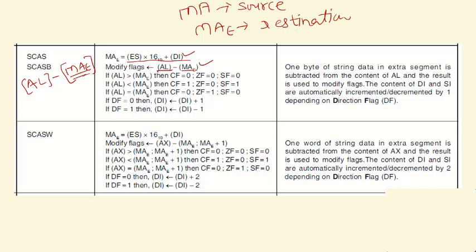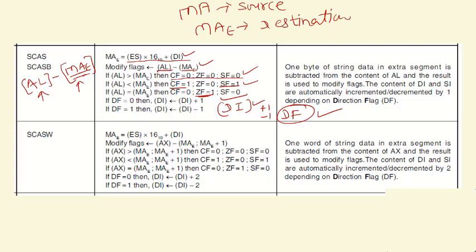And if the content of AL is greater than MA of E, then carry flag, zero flag, and sign flag will be reset. And if the content of this memory location MA of E is greater than AL, then both carry flag and sign flag will get set. And if both contents are equal, then zero flag will be set. And if we are going to perform the byte string operation, then the content of DI will get updated by +1 or -1. So it basically depends on the direction flag.